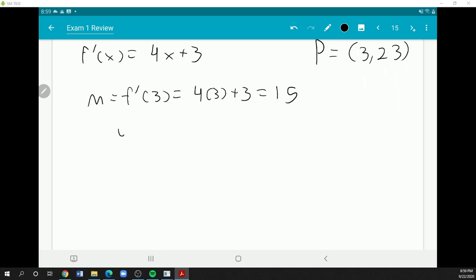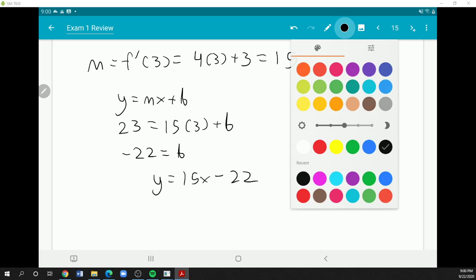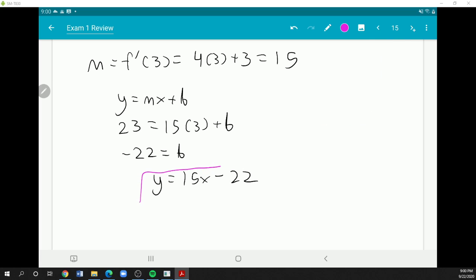So I have y equals mx plus b. I can plug in. You can use point slope form if you want. 23 equals 15 times 3 plus b. 15 times 3 is 45. So subtract that, I get minus 22 equals b. So y equals 15x minus 22. And that's the equation of my tangent line.